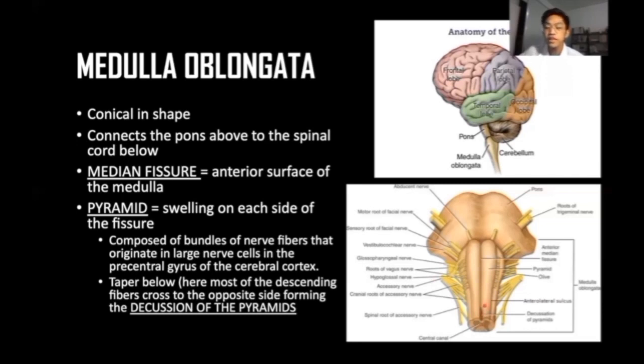Here it is the junction of the spinal cord and the hindbrain. Here the nerve fibers cross to the opposite side.